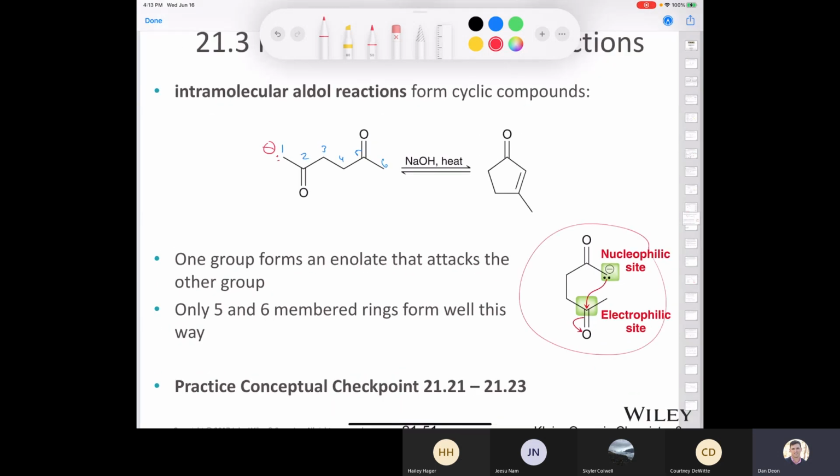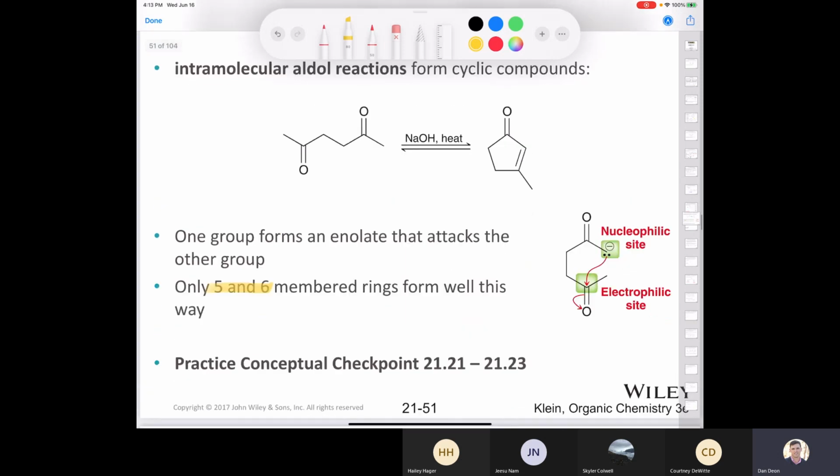Now you might be asking me, well, Mr. Dion, there's more than one type of alpha proton here, right? What if I deprotonated here? Couldn't I do that too? The answer is yeah, you could. But if you were to do that, the nucleophilic attack would result in the formation of a 3-membered ring, which is really strained. And so we're only going to get a nucleophilic attack occurring that's going to produce a 5 or 6 membered ring.